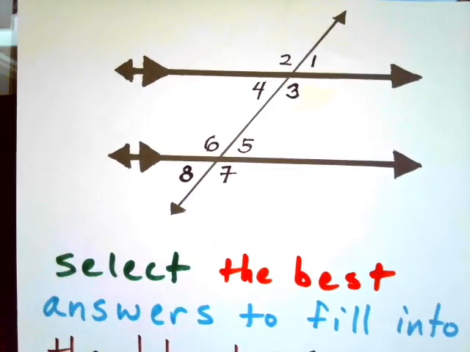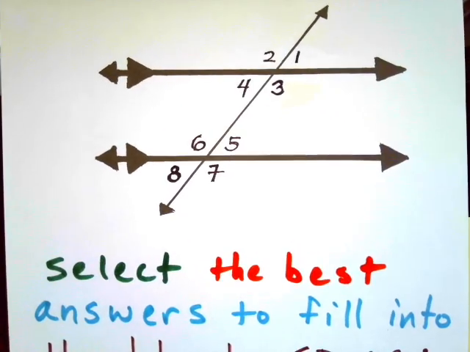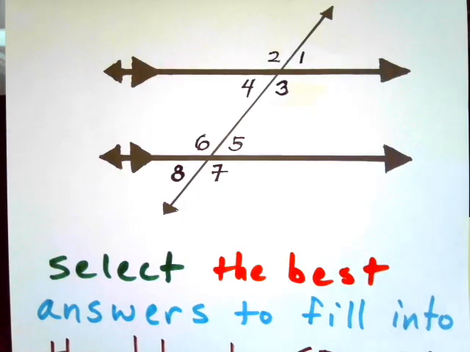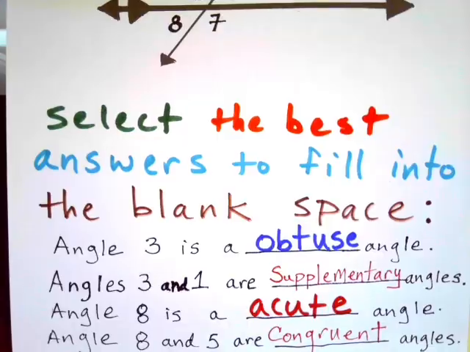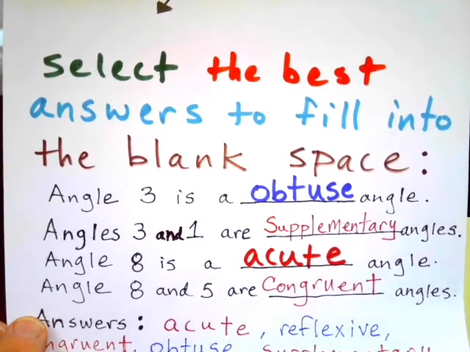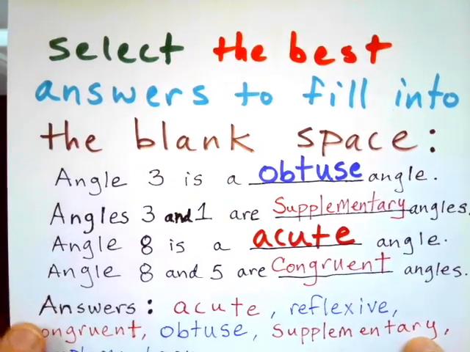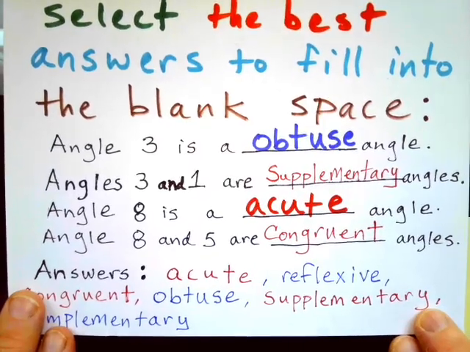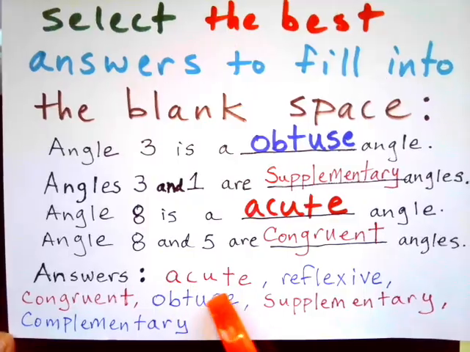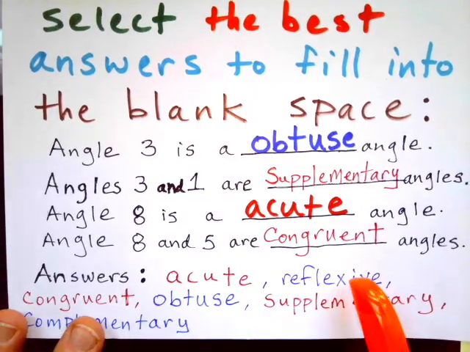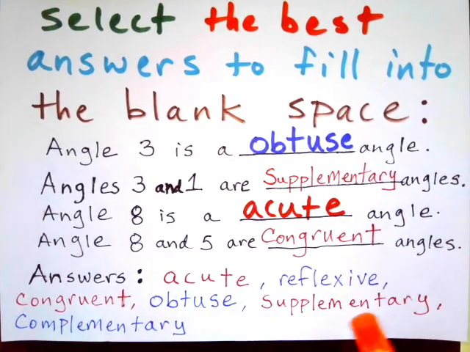We have here a diagram. And as a reminder, you are to select the best answer to fill in the blank spaces below. And the options you had to choose from are here. Acute angles. Oh, baby, we got some shaking happening. I'm sorry, this is really shaky today. Reflexive angles, congruent angles, obtuse angles, supplementary angles, and complementary angles.